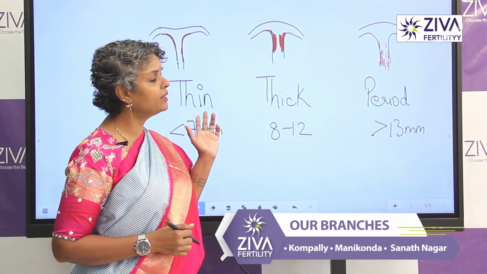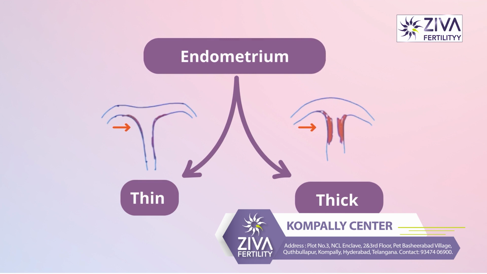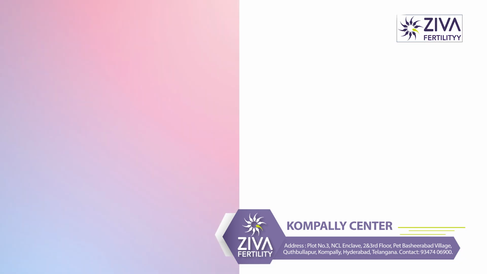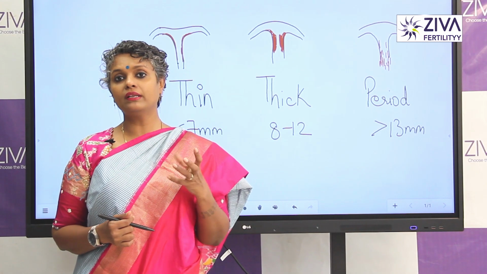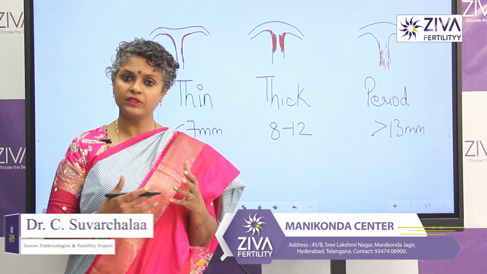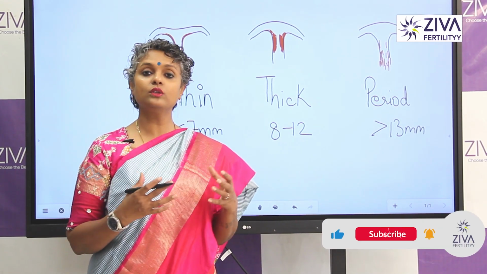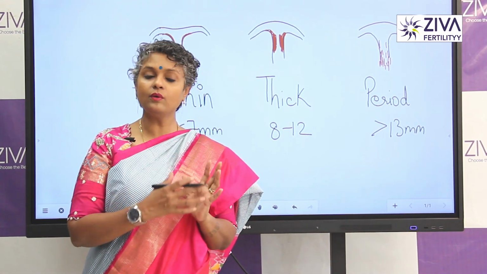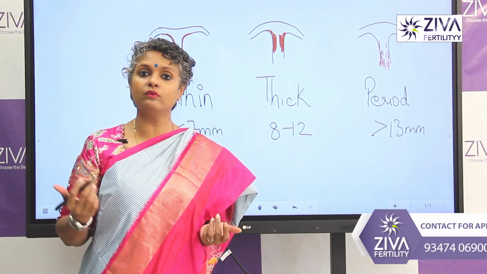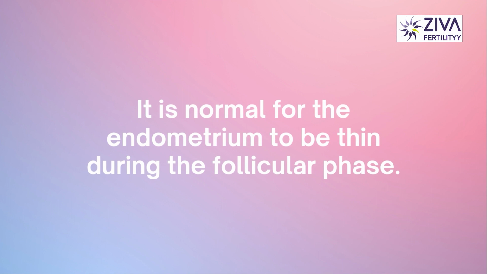So, endometrium can be divided into two important phases: a thin endometrium and a thick endometrium. Now a thin endometrium is happening at the follicular stage of your menstrual cycle. This is the period where the egg is getting ready, it's growing in size, it's getting ready for ovulation. At that time, during those days, the endometrium has already shed from the previous period and is now getting ready for the potential embryo which may be formed. So during the follicular phase, it's normal for an endometrium to be thin.